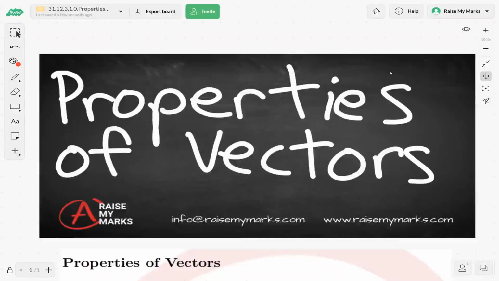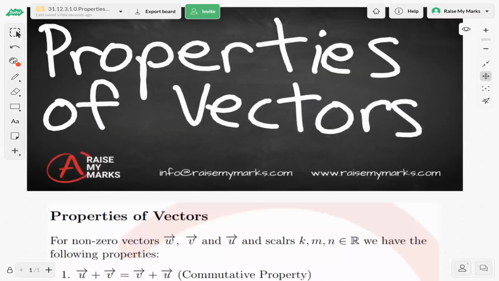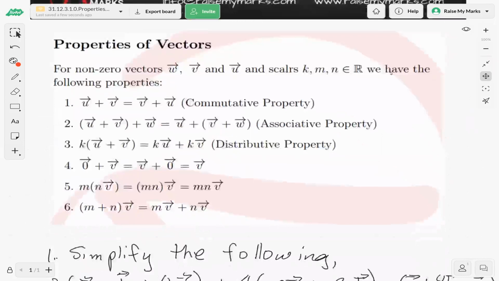Hello, today we're going to look at properties of vectors. So let's have a look at these properties of vectors. There's quite a few of them, so let's read through them. Properties of vectors. For non-zero vectors w, v, and u, and scalars k, m, and n that are real numbers, we have the following properties.